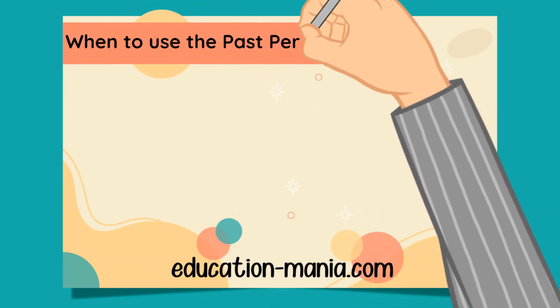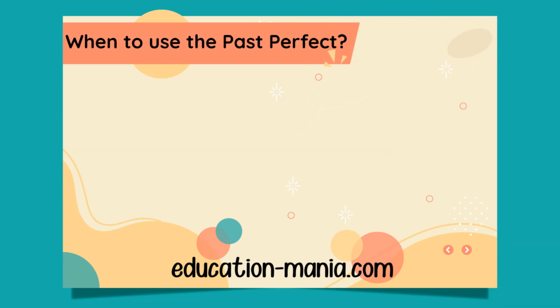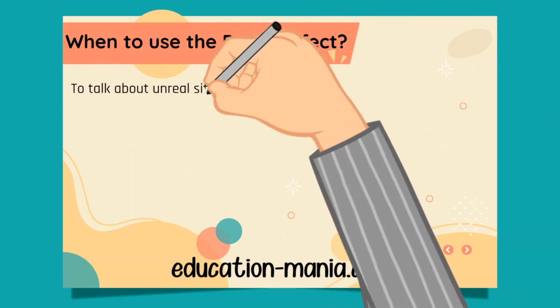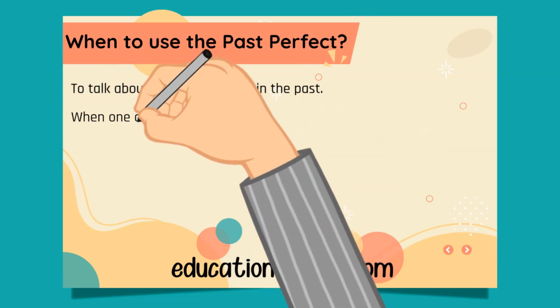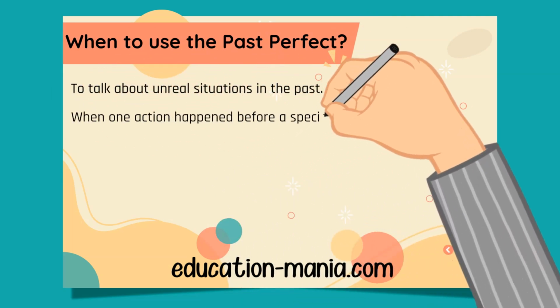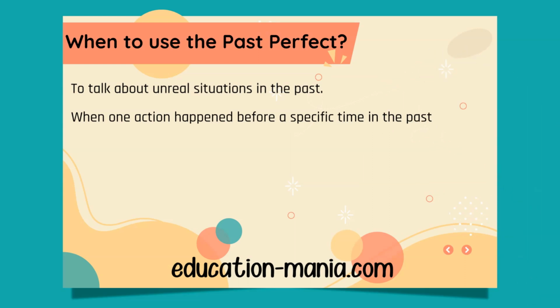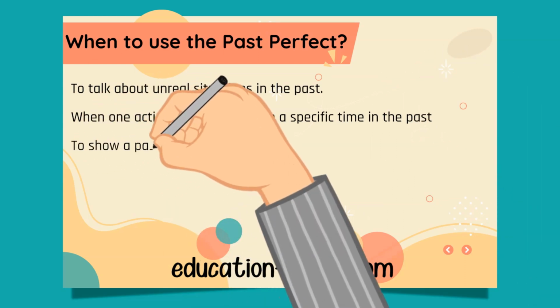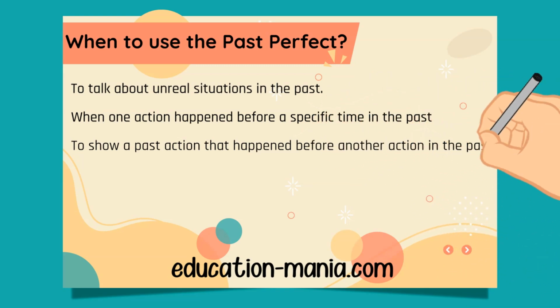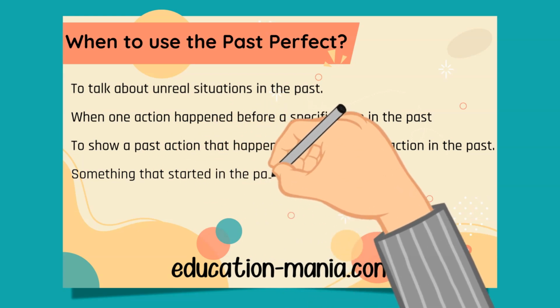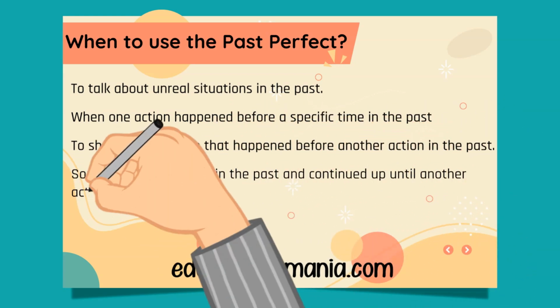When to use the past perfect. To talk about unreal situations in the past. When one action happened before a specific time in the past. To show a past action that happened before another action in the past. Something that started in the past and continued up until another action in the past.